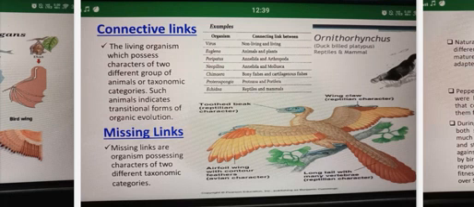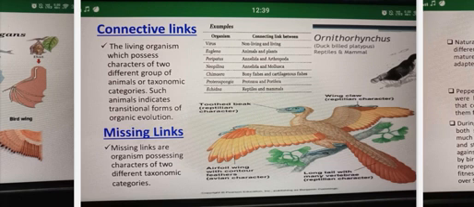Annelida and Arthropoda, Peripatus. Annelida and Mollusca, Neopilina. Bony fishes and cartilaginous fishes, Chimera. Protozoa and Porifera, Proterospongia. Reptiles and mammals, Echidna. Missing links.